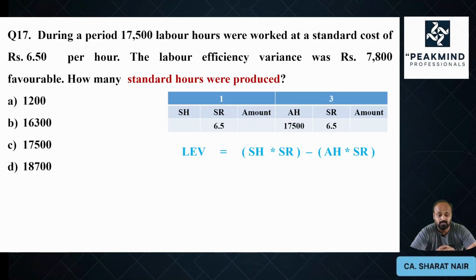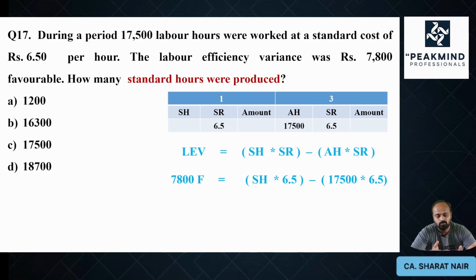So hence the standard rate shall be same. So only difference shall be in the hours. So that is why the formula is standard hours into standard rate minus actual hours into standard rate. Solving this, we already have in the question 7,800 positive figure, which I call favorable, given.